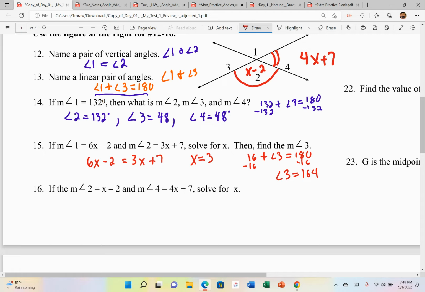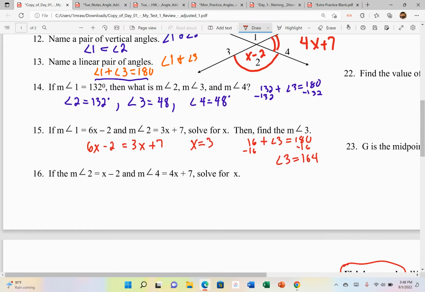There's two types of relationships that we have discussed so far: vertical angles and linear pair. What type of relationship are those two angles, 2 and 4? Good, they're a linear pair. They're adjacent angles that form a line, which means they are supplementary. Supplementary means they add up to 180 degrees. So therefore, x minus 2 plus 4x plus 7 equals 180 degrees. That's how you set it up.